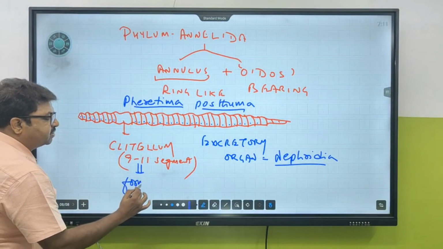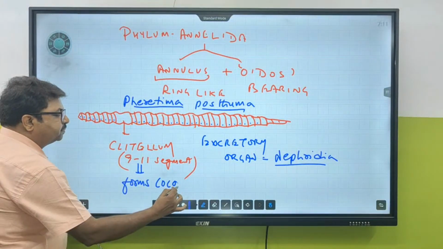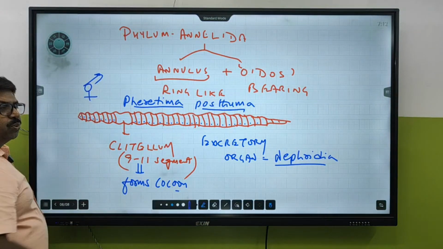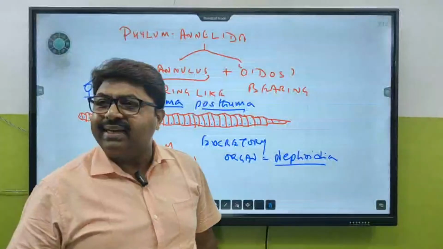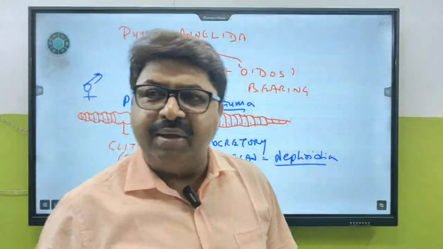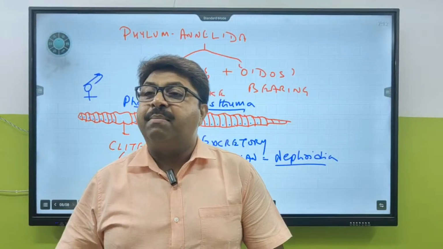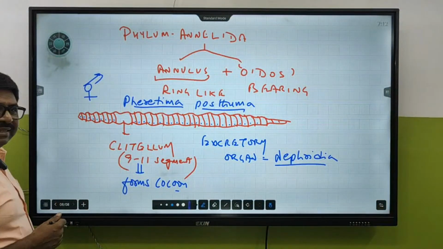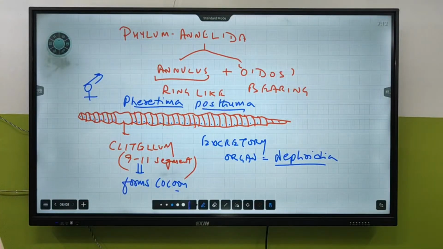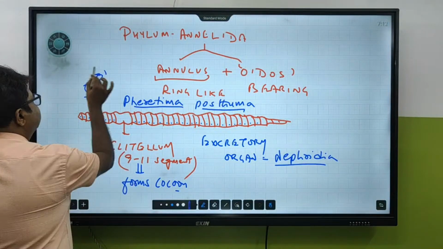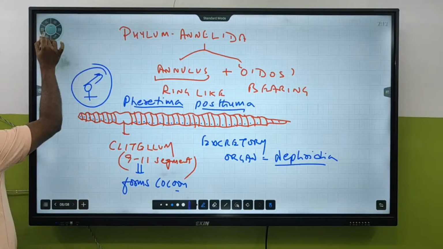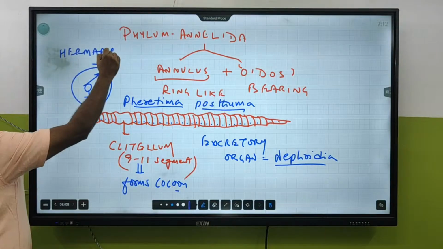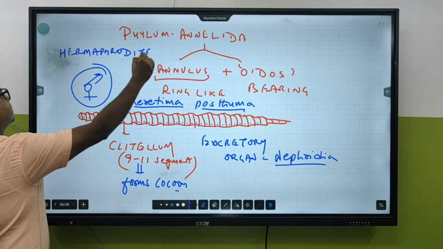The clitellum forms the cocoon. So what is so very important about this earthworm? They are bisexual. The same body has both the sexes. If the body is the same and has both the sexes, we call it hermaphrodite. So basically they are hermaphrodite, as they are bisexual.